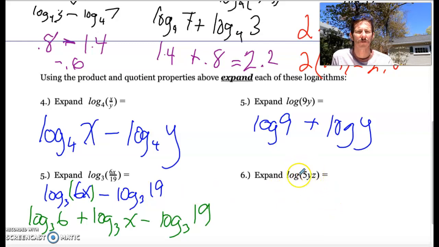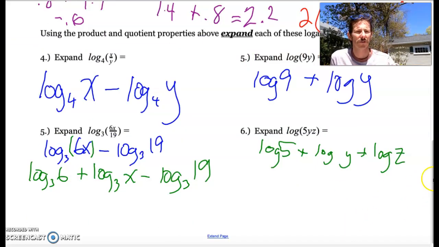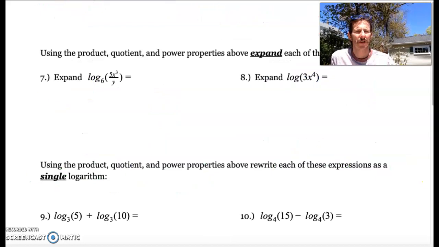Notice here also 3 pieces. Take a second, pause this video, try to expand this one. All right, again, 3 pieces, all of them being multiplied, so I can just write this as 3 logs. And if I was really cruel, I could just give you tons of things inside of a log and ask you to expand them, and it could be however many operations were going on in there, you could be forced to expand those. All right, moving to the next page, similar idea.